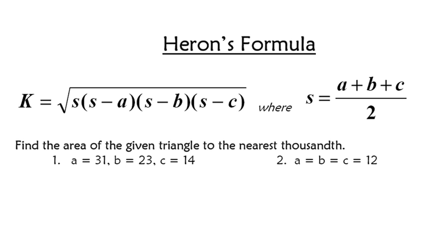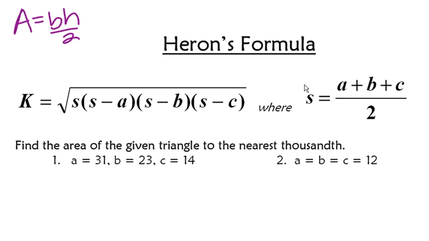Welcome back to part 2 of the Heron's formula notes. In this part, we're actually going to do Heron's formula. So we know how to find the area of a triangle, and we know that we can find the area of a triangle by taking the base and multiplying it times the height and dividing it by 2. But now we're going to learn another way of finding the area of a triangle.